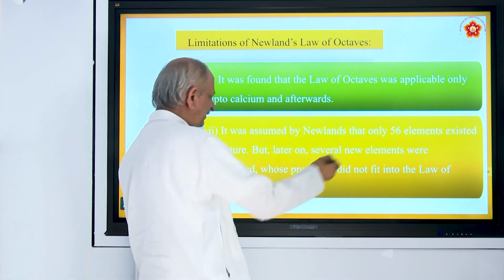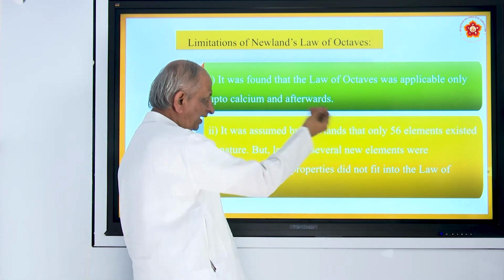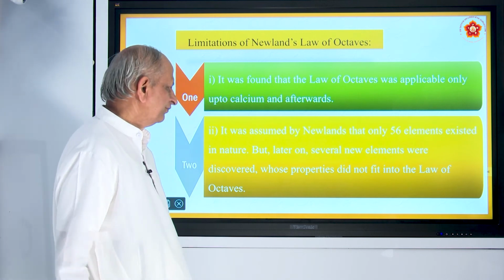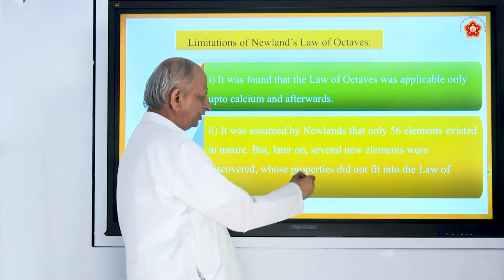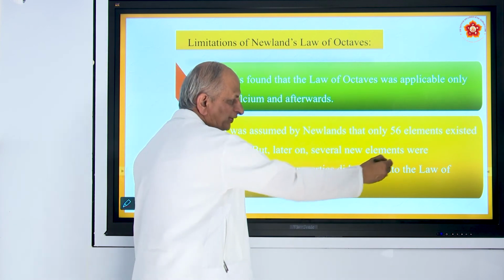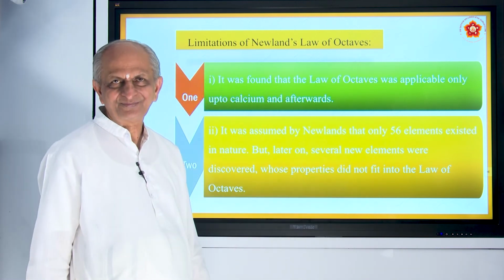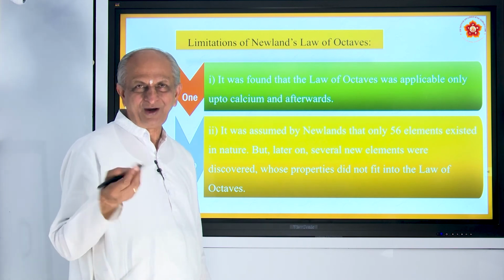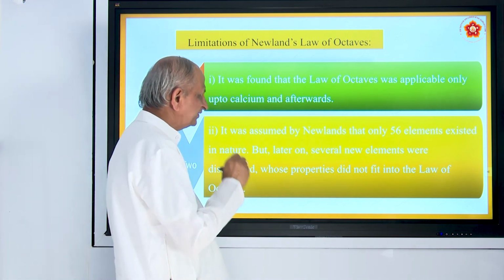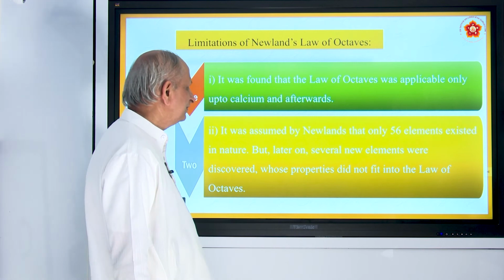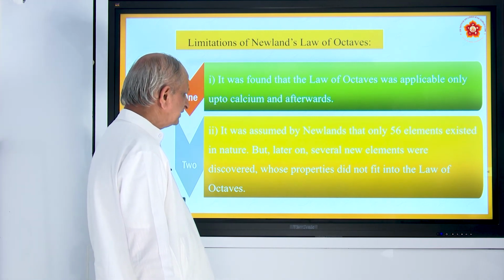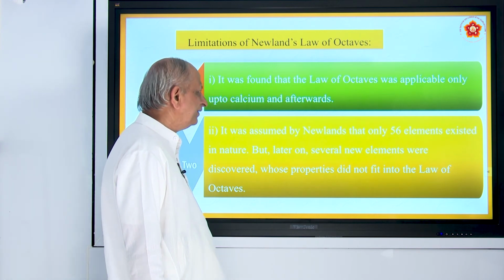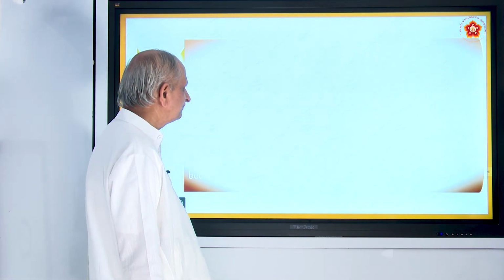So new elements were discovered after that 56. For those, there was no chance, or the properties did not fit into the law of octaves. The repetition was not there. So up to 56 elements only he could do it. The later discoveries were not helpful, or this law could not be applied in such cases.